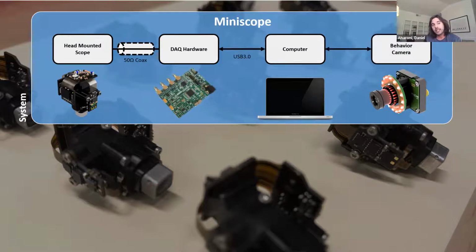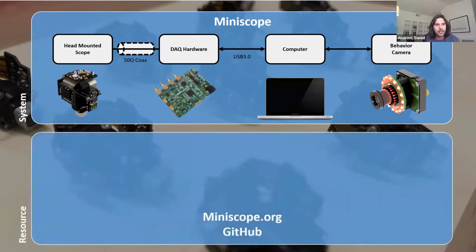And then because you're doing these experiments most of the time in freely behaving animals, you also want to record behavior, and oftentimes that is done with a behavioral camera. Our software and other people's software interfaces with a bunch of different cameras, and then recently we've also developed our own affordable open source behavioral camera, which we'll see in a second.